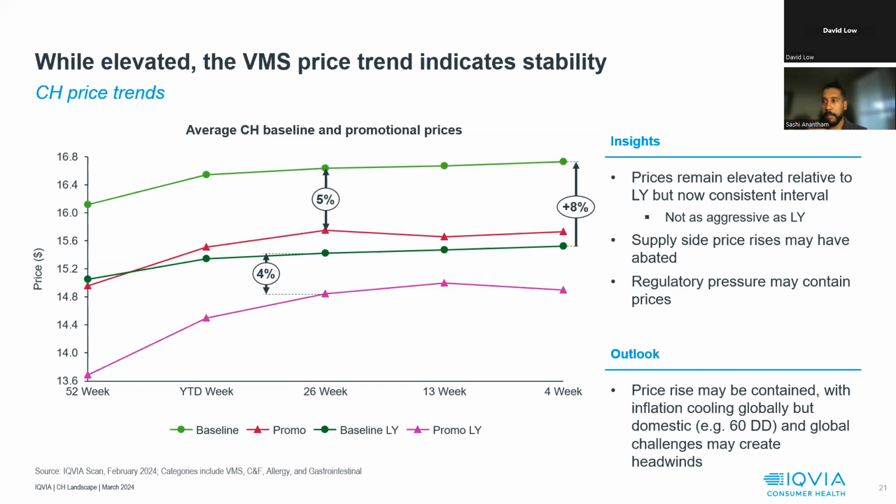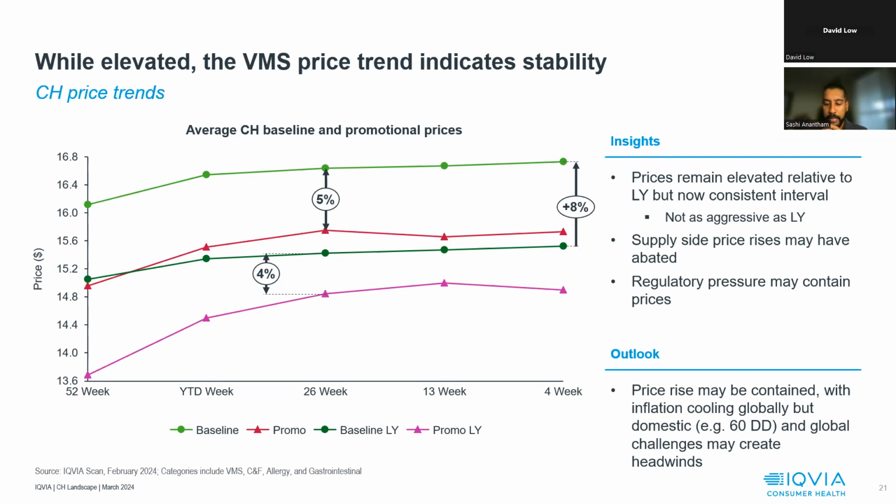Now, promotional depth, which is the red and the purple, the red being the current year and the purple being the previous year, has also trended somewhat consistently between years. And what that's telling us as well is that basically the depth has largely been unchanged. So I think overall, the conclusion I take here is prices remain stable. We don't see a lot more upward pressure.